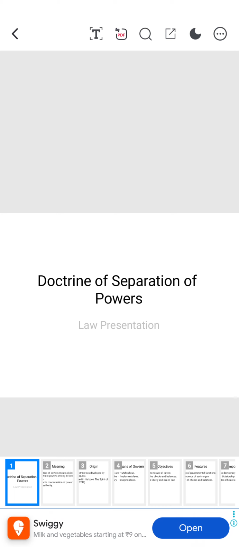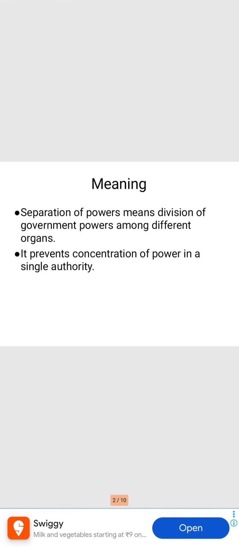So let us start with the first of the important discussions in history, the separation of powers, or doctrine of separation of powers. The doctrine of separation of powers means that there are three main functions of the government, that is legislative, executive and judicial powers. They should be separate and independent, and one should not interfere with or exercise the powers of another. So, separation of powers prevents concentration of power in a single authority.